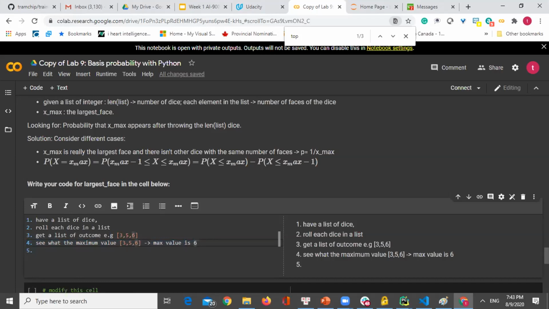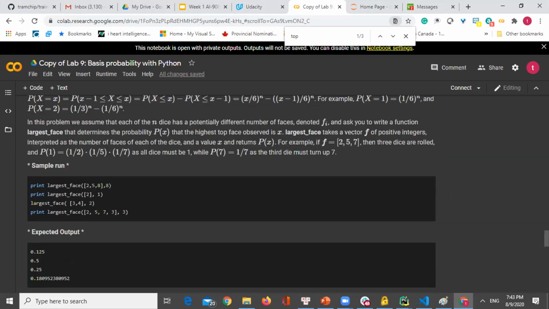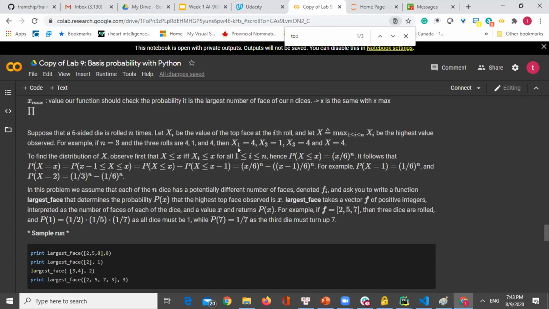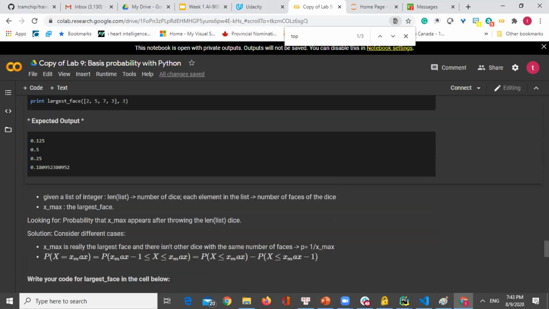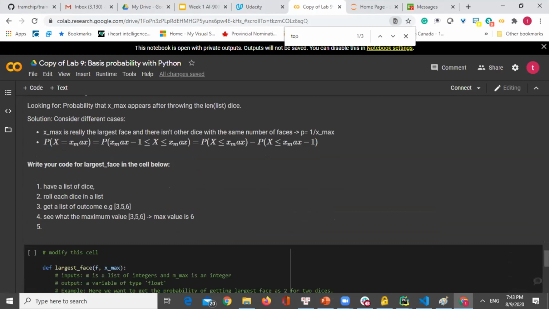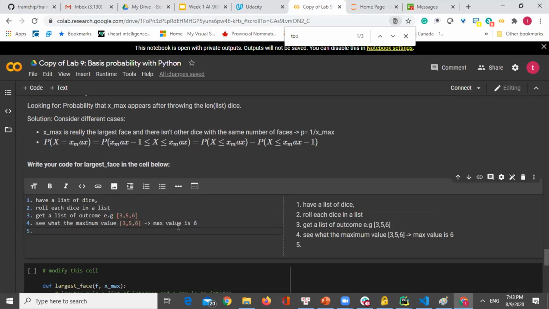Because we are getting the max value of... where is it? Let me see. Yes, because we are looking to see the max value. So if we find it already, then I don't understand. That's what I was trying to say. If we have the list already, then there is no need for us to do anything. Okay, you get the max value.